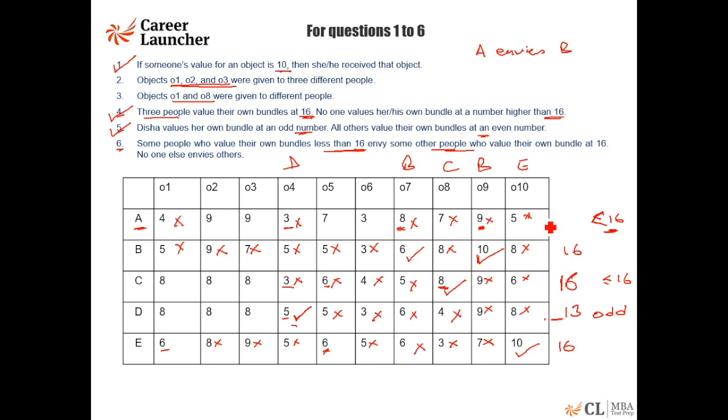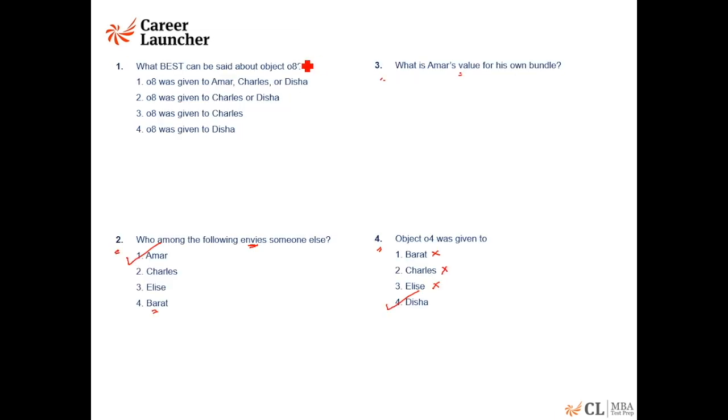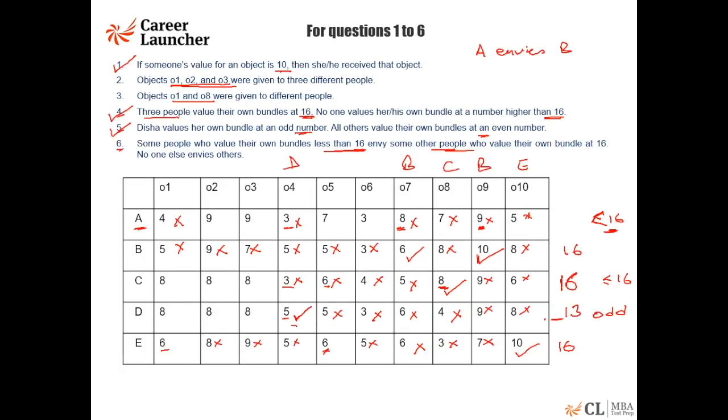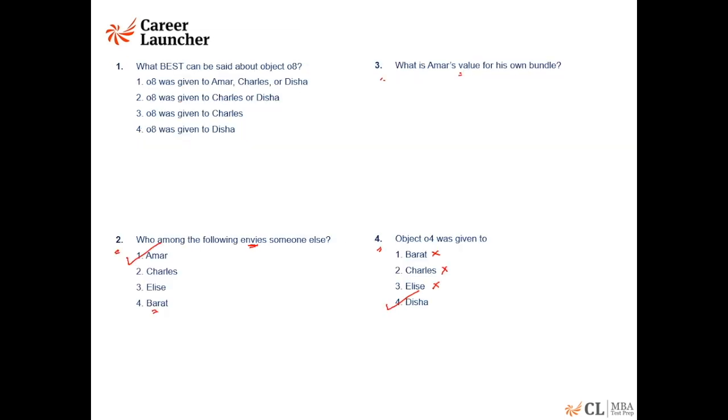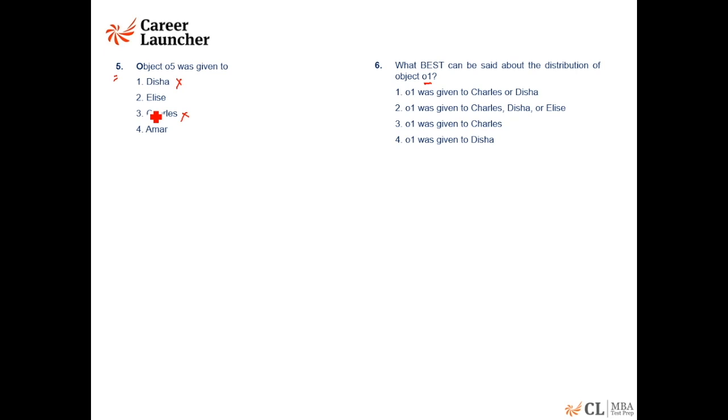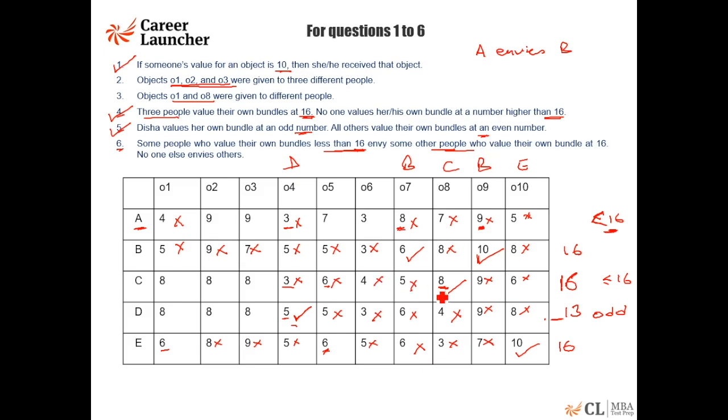If you look at the question, we need to find who got O8. Have we found out? Oh yes, Charles got O8. Why did I miss that? O8 was given to Charles. So 3 questions done. Now, what can be best said about distribution of O1? O1 can be given to one of them.